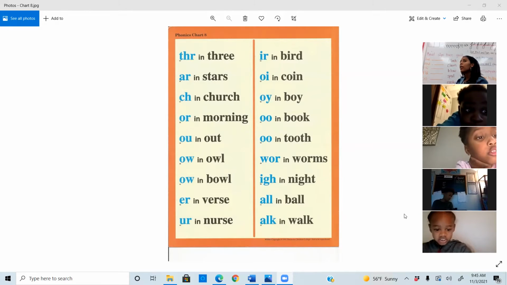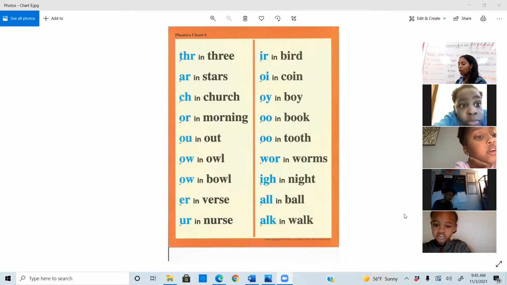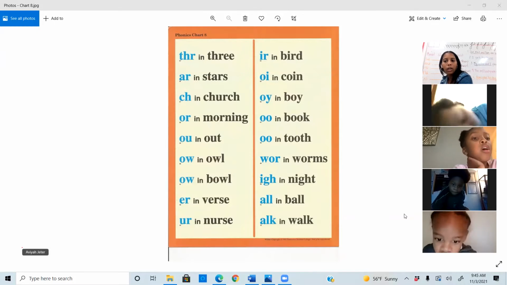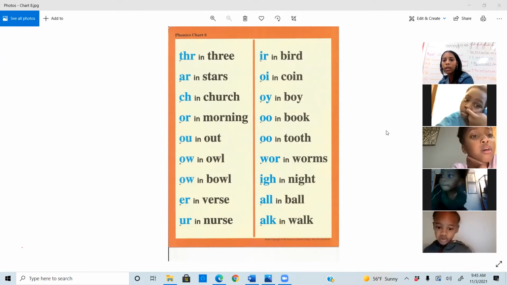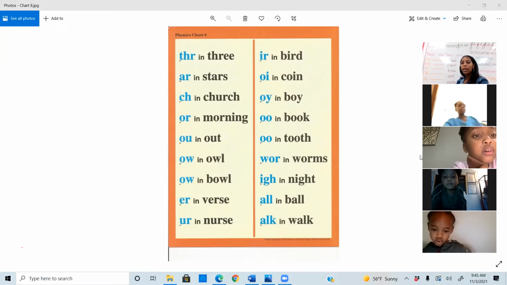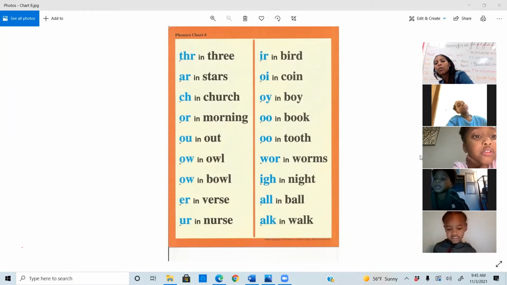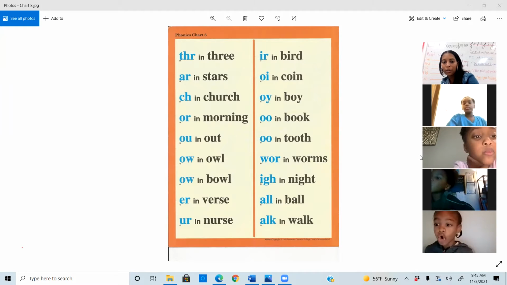E-R says er in verse. U-R says er in nurse. I-R says er in bird. O-I says oi in coin. O-Y says oi in boy. O-O, don't write on the screen, please. O-O says oo in book. O-O says ooh in tooth. W-O-R says wer in word.